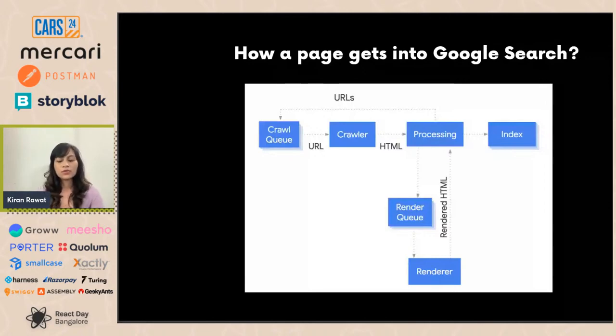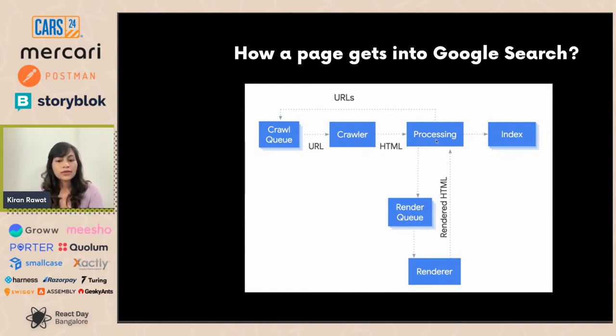A Google crawler is a Googlebot. It maintains a crawl queue in which there will be a lot of URLs which need to be indexed and crawled. Once this crawler becomes idle, it picks up the next URL from the crawl queue, and it sends an HTTP request to that URL. In return, it gets an HTML document. This Googlebot determines whether this HTML is enough or does it need JavaScript to be executed. If it does, then it sends it to the render queue, and the renderer will execute the JavaScript, and it will return a rendered HTML to the processing unit.